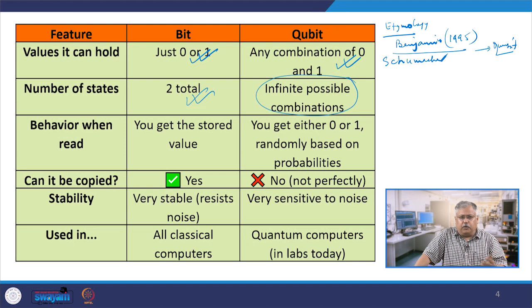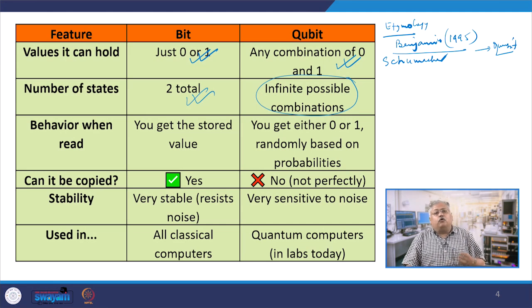Now the third point is, generally when you talk of bits you get the stored value. Depending on the probability of occurrence of 0 and 1, you will either get a 0 or 1 as a qubit. You can copy a bit but you cannot copy a qubit in a perfect sense, and this is the problem: when you try to access the qubit by an external source, the qubit itself changes its state. So it becomes very difficult quantum mechanically to have a stable qubit state.